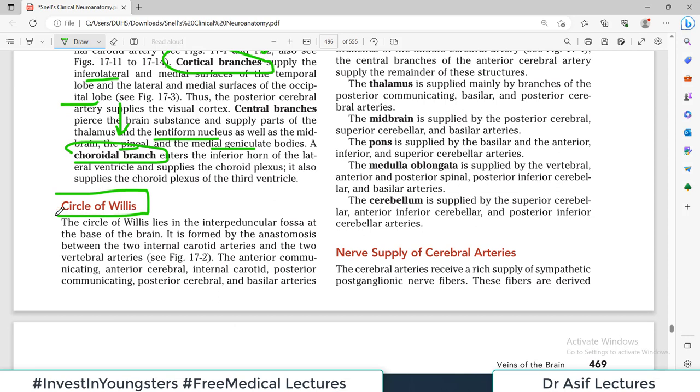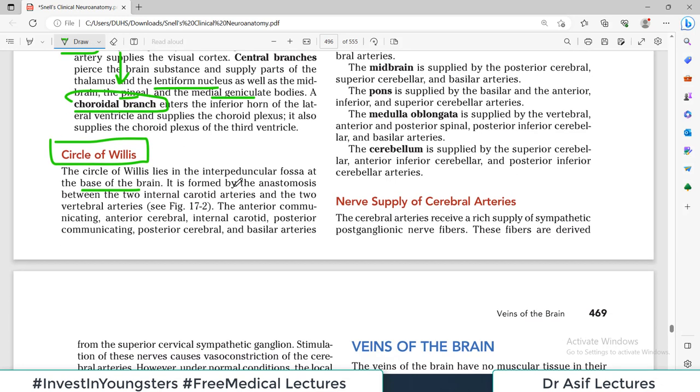Now what is circle of Willis? The circle of Willis lies in the interpeduncular fossa which is at the base of the brain, yeah, inferior surface of the brain. Suniye gaur se.